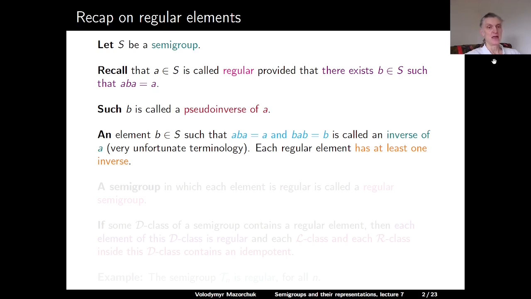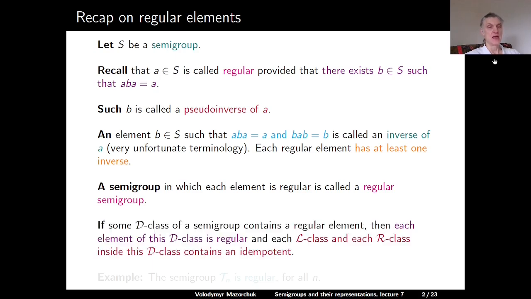A semigroup in which each element is regular is called a regular semigroup, and if some D class of a semigroup contains a regular element, then each element of this D class is regular, and each L class and each R class inside this D class contains an idempotent. A typical example of a regular semigroup is a semigroup Tn of all transformations of an n-element set.